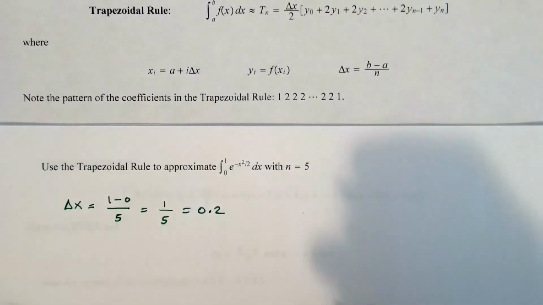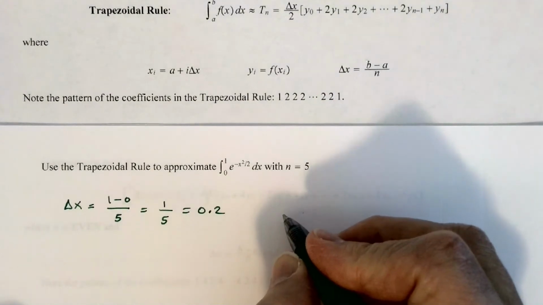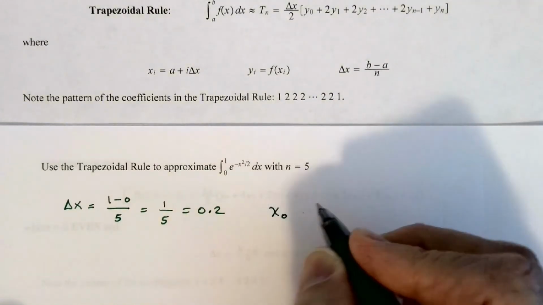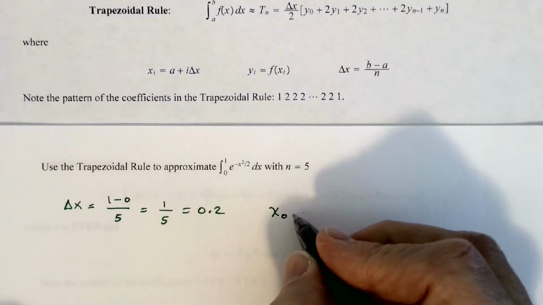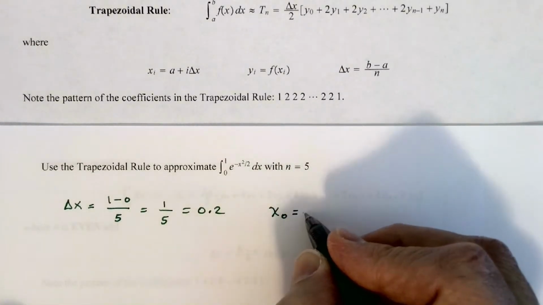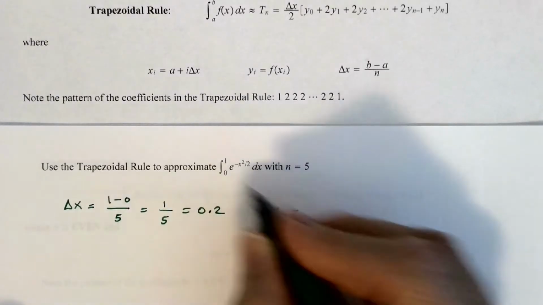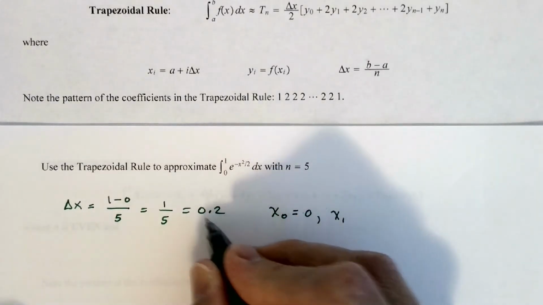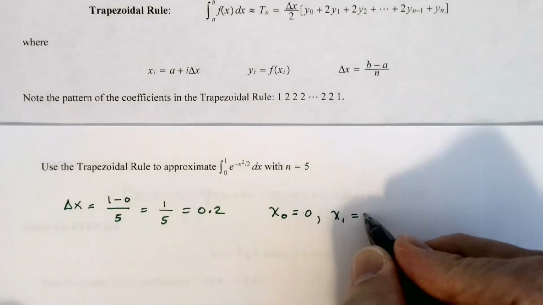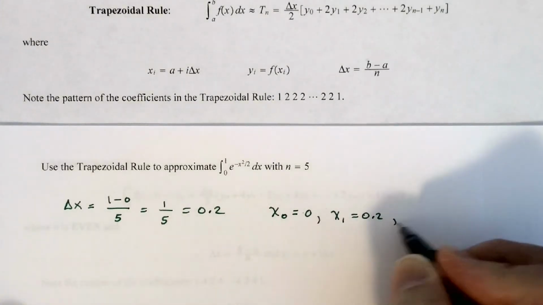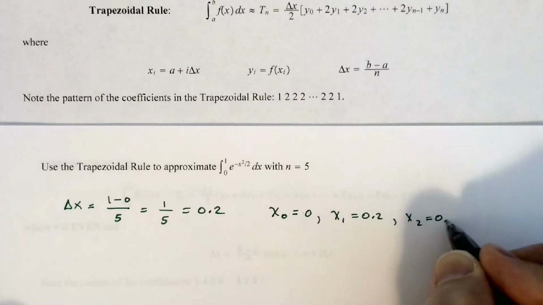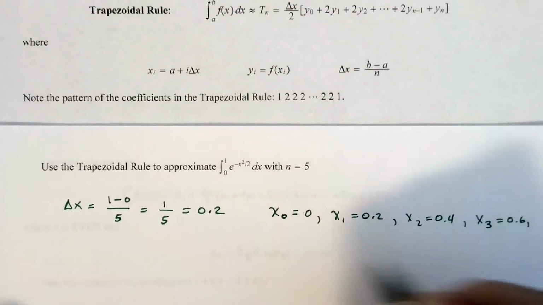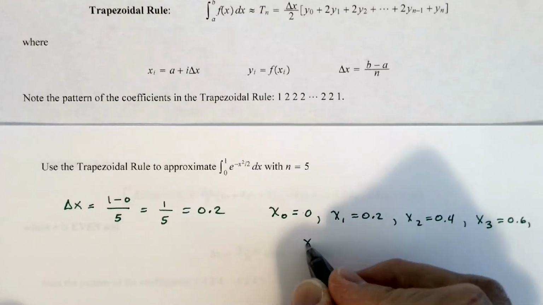Now, again, our endpoints of our subintervals, we divide the length from 0 to 1 into 5 equally spaced subintervals. And so, of course, the first one starts at 0, and then the next one is delta x away, so 0 plus that is 0.2, and so on. This is the same that we had in the last example, where we were using the midpoint rule.